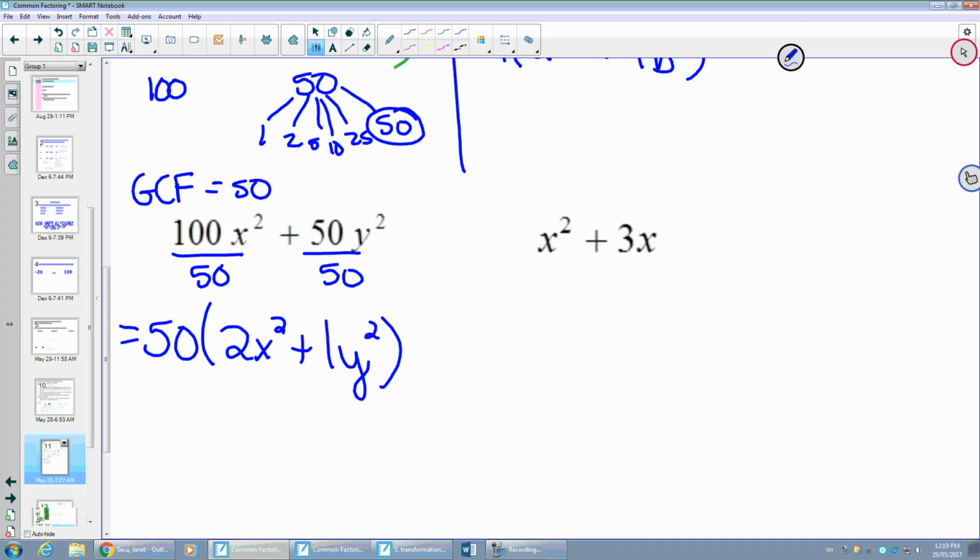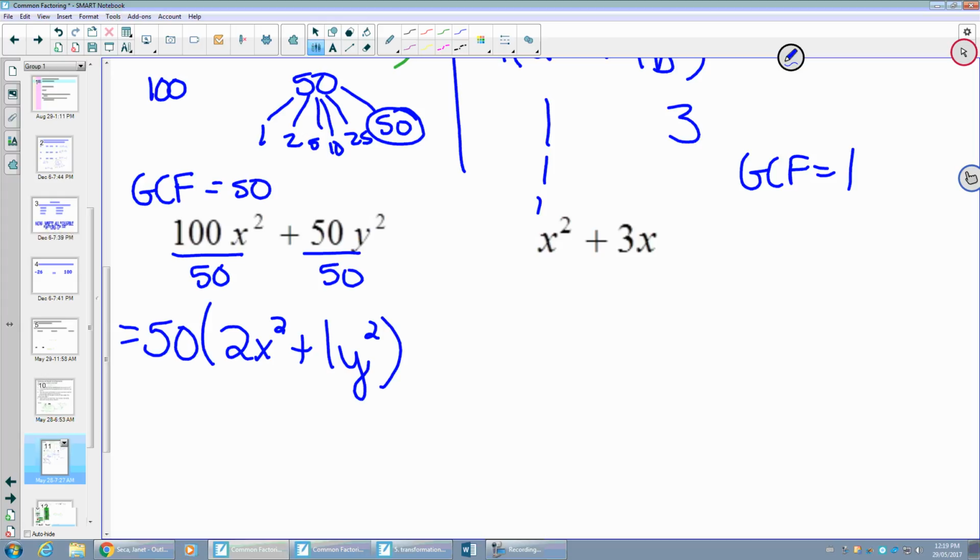Okay, the next question that we have here. So now this is getting a little bit tricky. If I look up here, my numbers are 1 and 3. Well, my only factor of 1 is 1. So 3 divided by 1 gives me 3. So my greatest common factor here is 1.